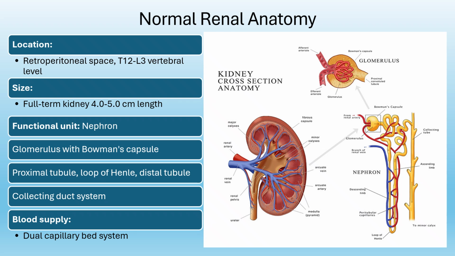The nephron serves as the kidney's functional unit, and understanding its components clarifies many clinical findings. Each nephron begins with a glomerulus enclosed in Bowman's capsule. Think of this as the initial filter. The proximal tubule follows, where most reabsorption occurs. The loop of Henle creates the concentration gradient, the distal tubule fine-tunes electrolyte balance, and the collecting duct system provides final urine modification. The dual capillary bed system is unique to the kidney.